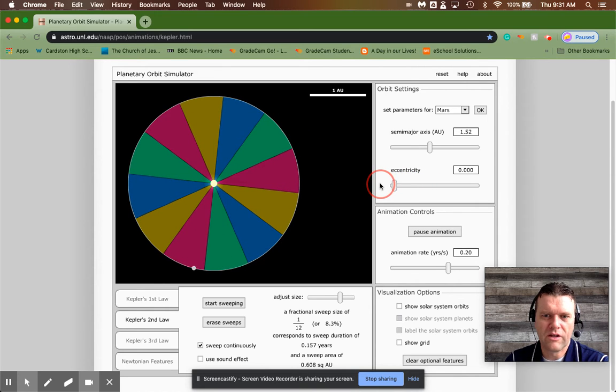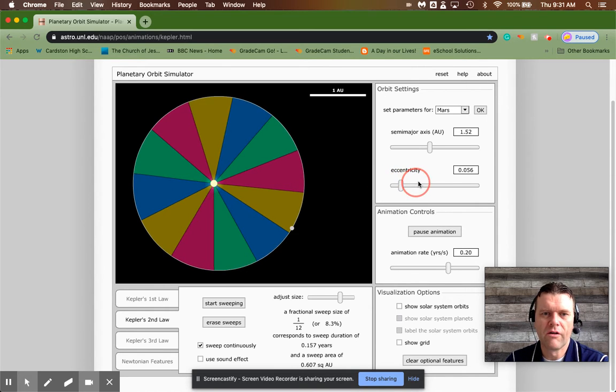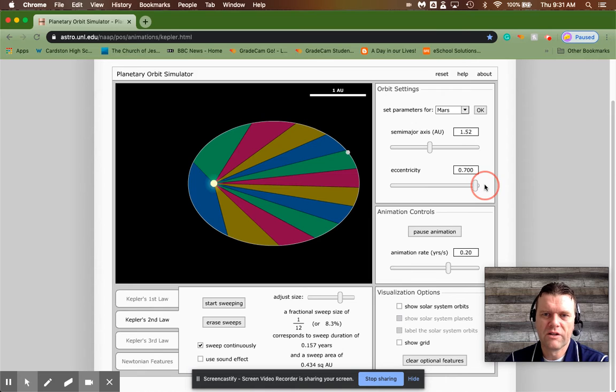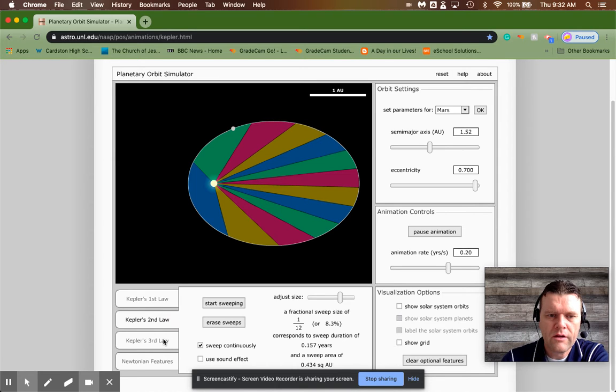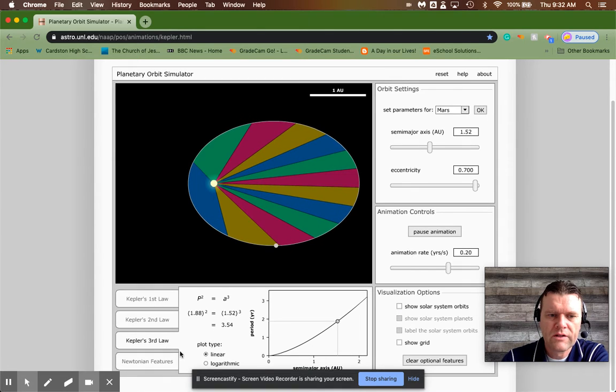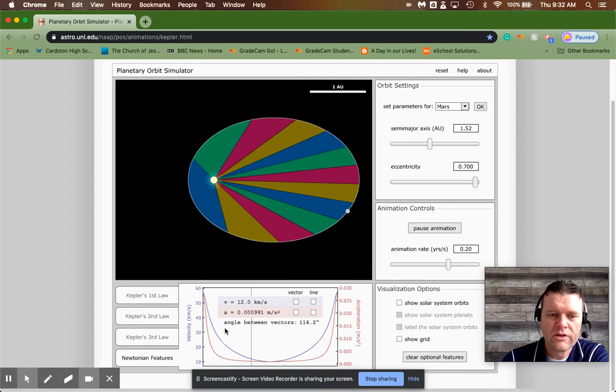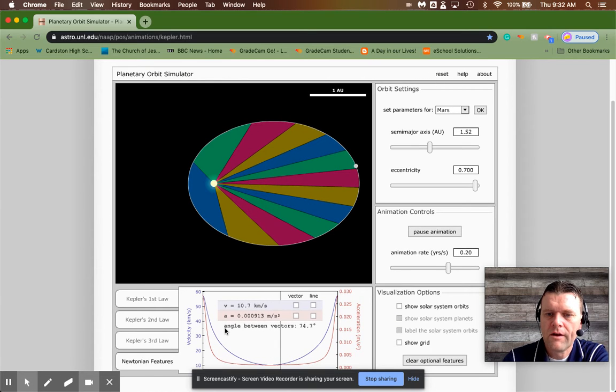Okay, so there was the eccentricity of 0. We can go way up to an eccentricity. This one will take it to 0.7, not quite to 1, but that's an extreme. I don't know if I can show the velocity, but not with a vector. That's okay. I think you can see it though still.